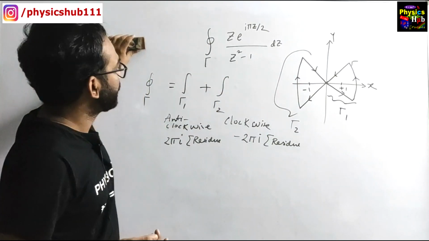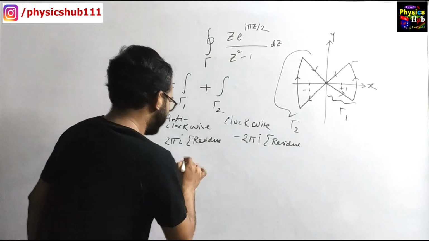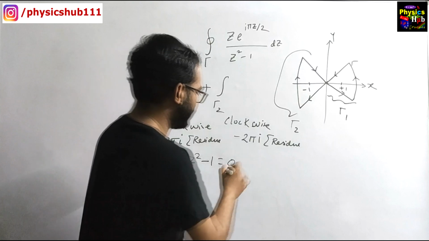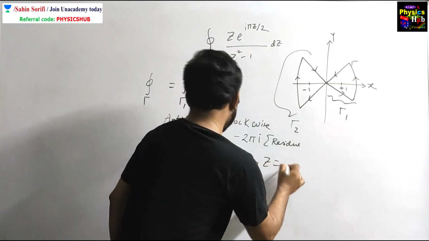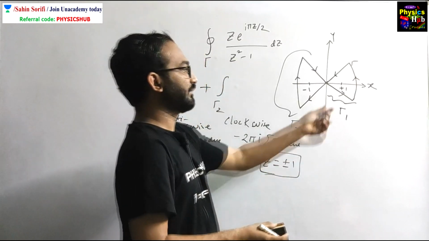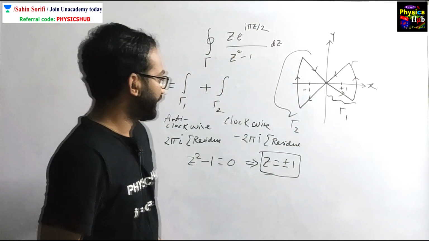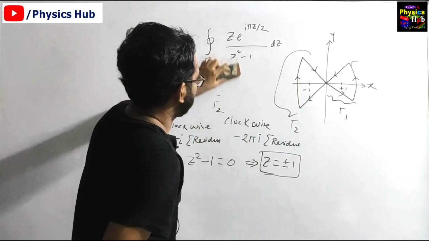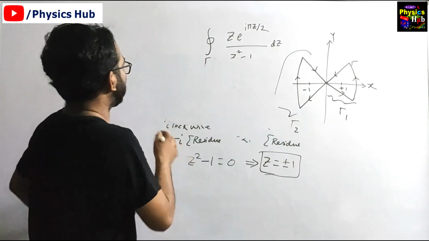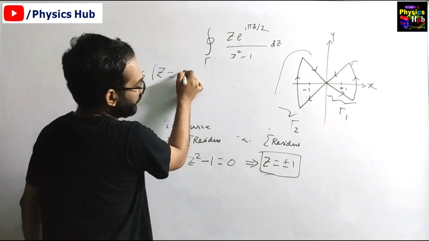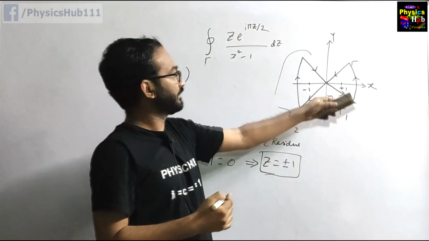You know how to find the pole. We find the pole by setting the denominator z square minus 1 equal to 0. This gives you two values, z equals plus minus 1, and it is already given in the figure. Now we have to find the residue at z equals plus minus 1. Let's first find the residue of that function at z equals plus 1.